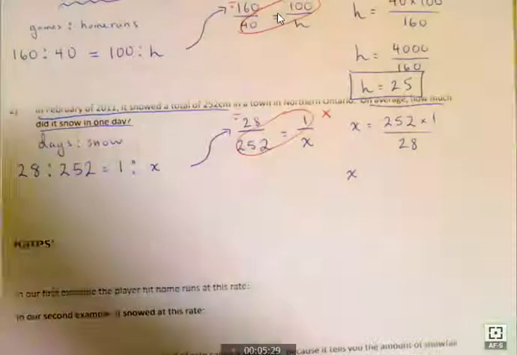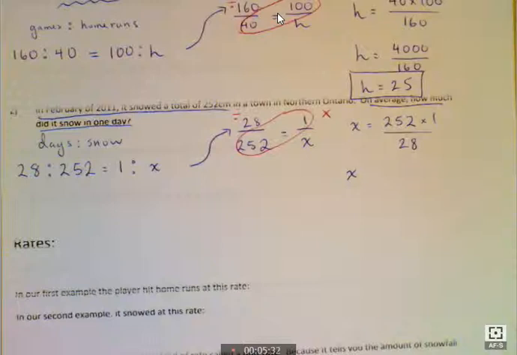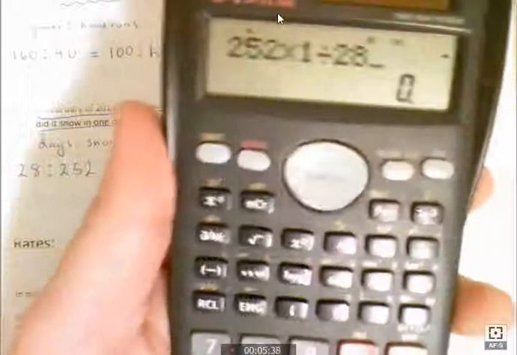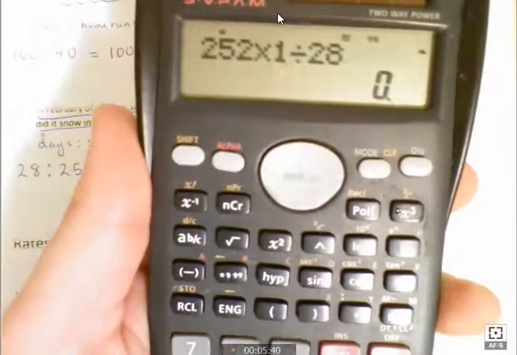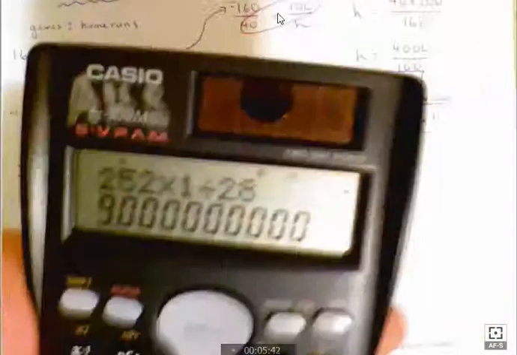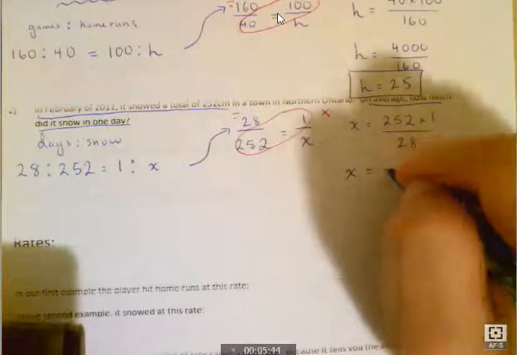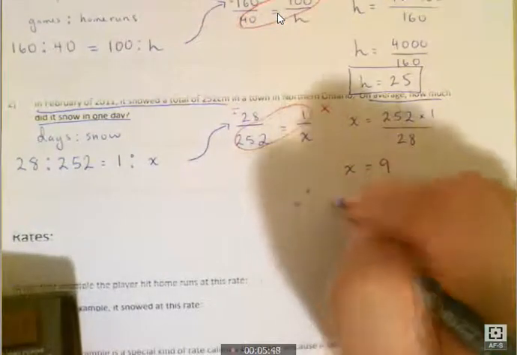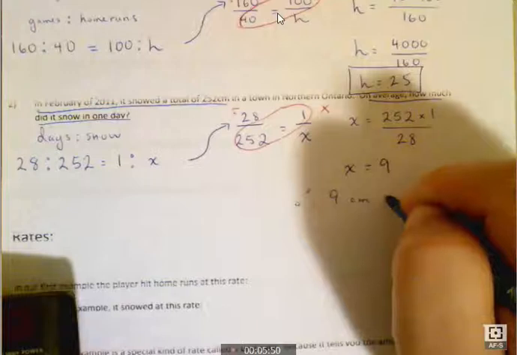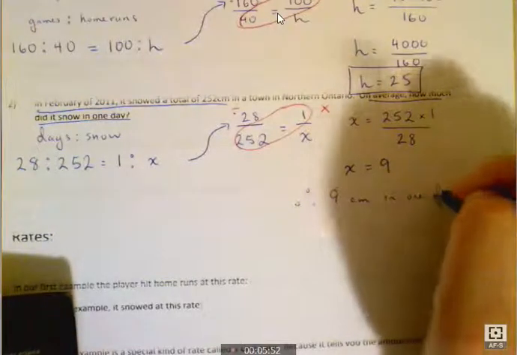Most of you could probably do that in one step in your calculator. Do the multiplication, 252 times 1 divided by 28. You can put it all in one step, kind of like I'm showing you right now. And we get exactly 9. Conclude that one up: 9 centimeters in one day, on average.